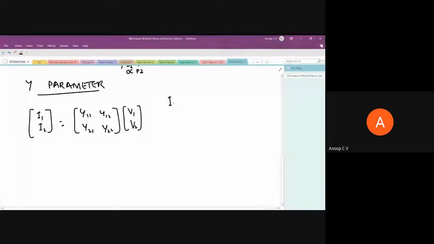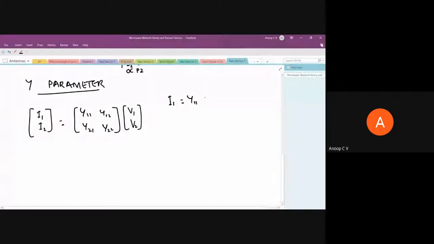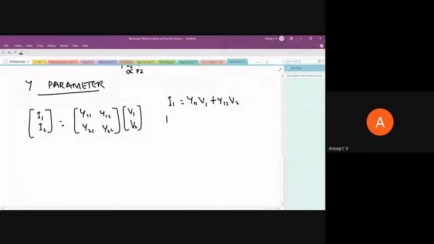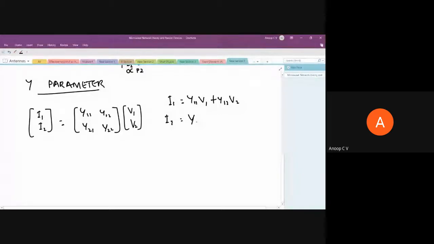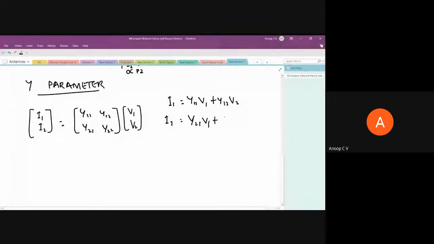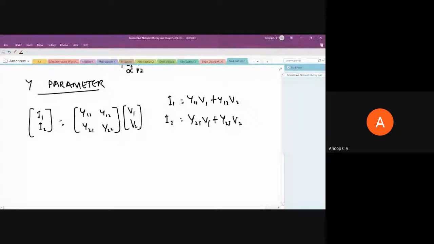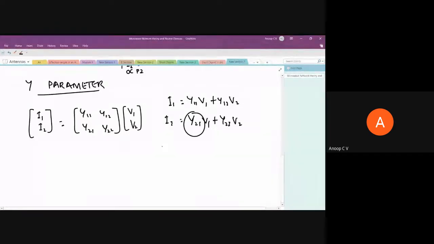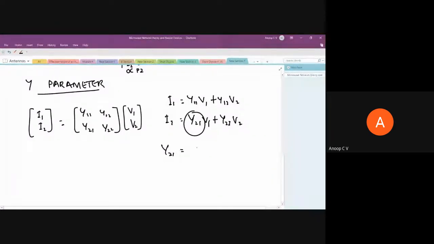So I can write I1 is equal to Y11 times V1 plus Y12 times V2, and I2 is equal to Y21 times V1 plus Y22 times V2, right? So in this case, suppose I have to find Y21. I'm just taking examples. Y21 should be equal to I2 by V1 when V2 is equal to 0.